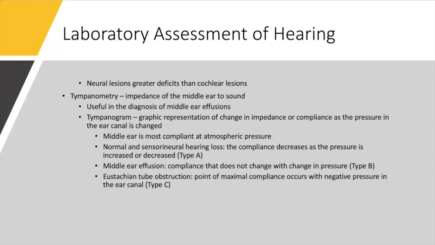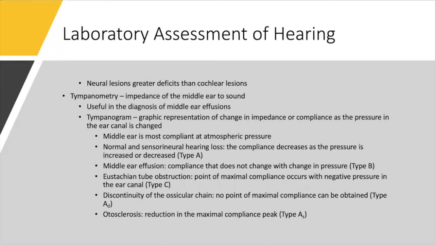With a negative pressure in the middle ear, as with eustachian tube obstruction, the point of maximal compliance occurs with negative pressure in the ear canal. A tympanogram in which no point of maximal compliance can be obtained is most commonly seen with discontinuity of the ossicular chain. A reduction in the maximal compliance peak can be seen in otosclerosis.